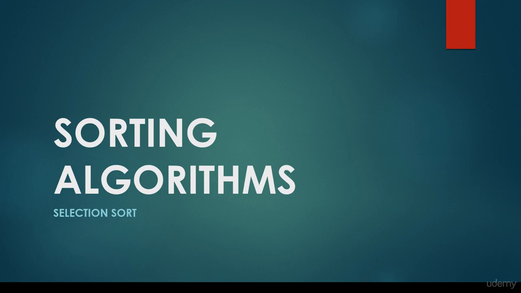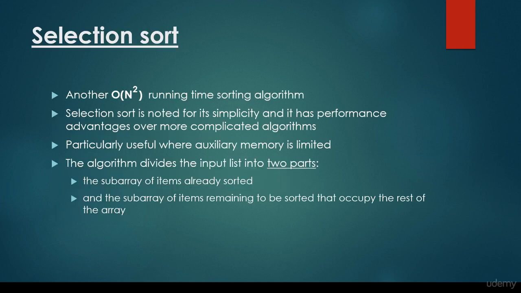Hi, in this lecture we are going to talk about selection sort. So, let's get started. What is this selection sort? It is another O(n squared), so quadratic running time sorting algorithm. Selection sort is noted for its simplicity and it has performance advantages over more complicated algorithms such as merge sort, quicksort, or heap sort. It is particularly useful where auxiliary memory is limited.